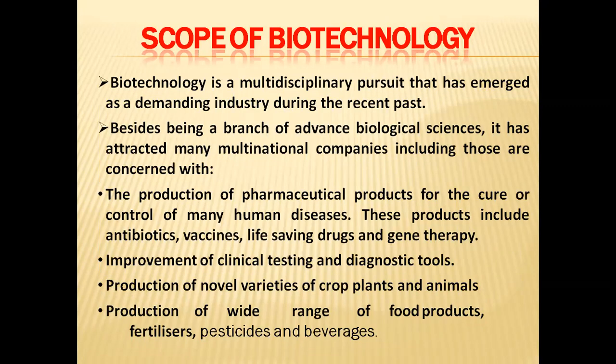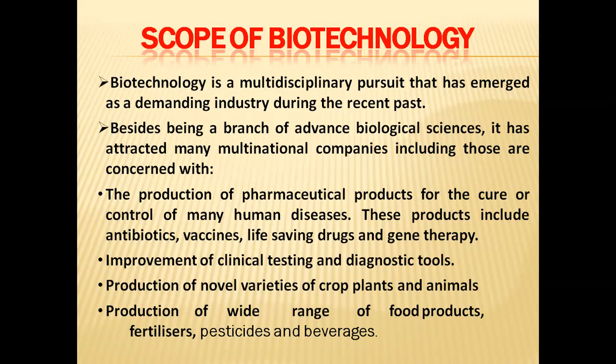Now let us see the scope of biotechnology. Biotechnology is a multidisciplinary branch of science. This has emerged as a demanding industry in the recent past. As I have already told, biotechnology requires knowledge of biology, including genetics, microbiology, zoology, botany, cell biology, and molecular biology, and also knowledge of physics, chemistry, computer sciences, bioinformatics, and statistics. All these branches of science are required in biotechnology. And biotechnology has been developing a lot in recent years. Why? Because our requirements are as such.